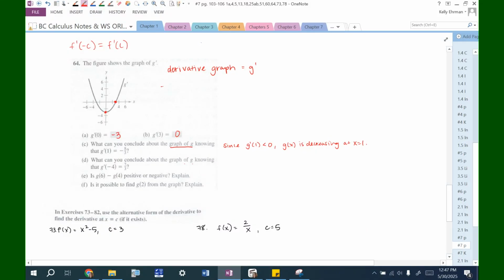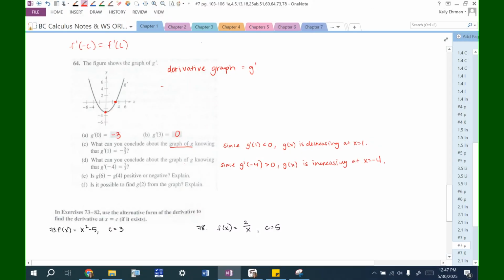And what can we conclude about the graph of g knowing that g prime of negative 4 is equal to 7/3? It's not the 7/3 that matters, it's that it's positive. So again, since g prime of negative 4 is greater than 0, g of x is increasing at x equals negative 4.